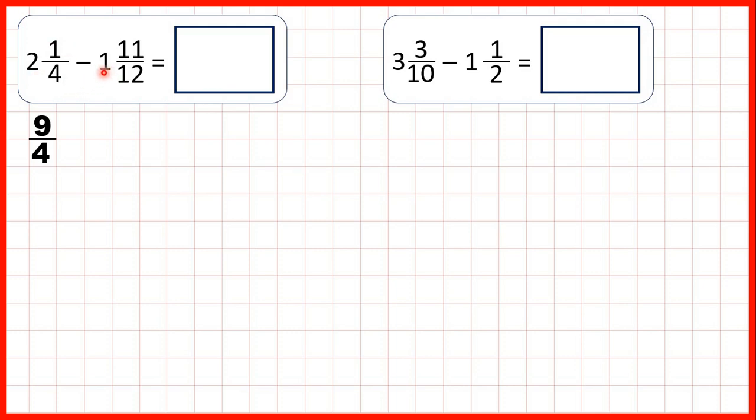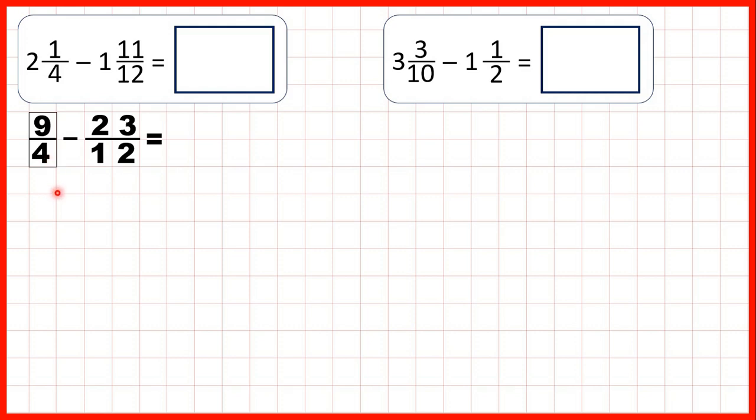We're subtracting 1 and 11 twelfths, but we can turn that into an improper fraction as well. 1 times 12 is 12, plus 11 is 23. So we can subtract 23 twelfths. But to subtract fractions, we need the denominators to be the same. So we need to find a fraction equivalent to 9 quarters, which has a denominator of 12.